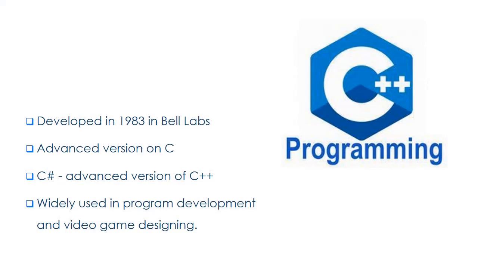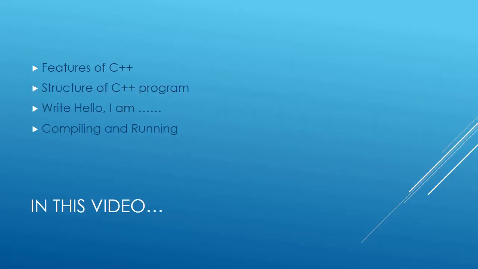C++ is a programming language developed at Bell Labs in 1983. It is an advanced version of C. We have an advanced version for C++ also, that is C#. This is a widely used language, mainly in software development and video game design. In this video, we will be learning some important features of C++, the structure of a C++ program. We will also learn how to write a simple program and how to compile and run a program.